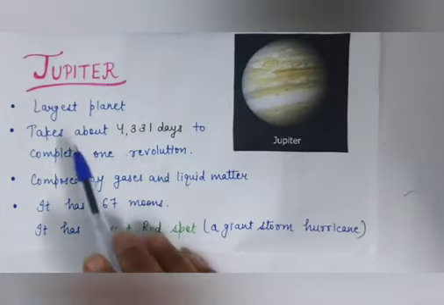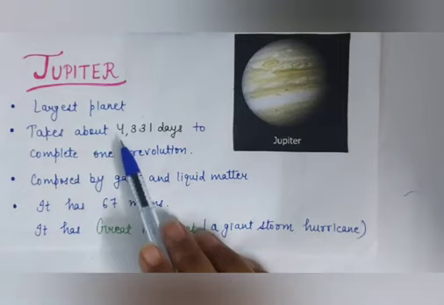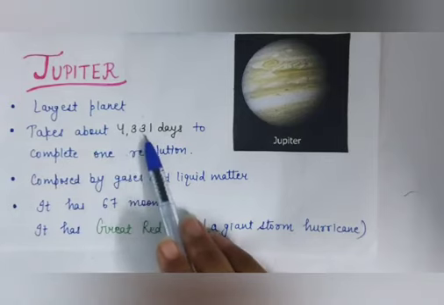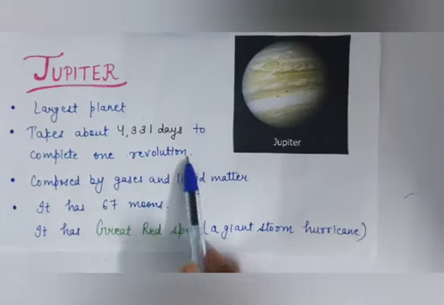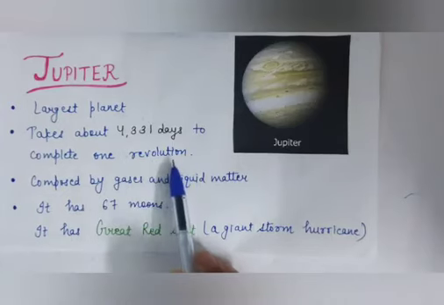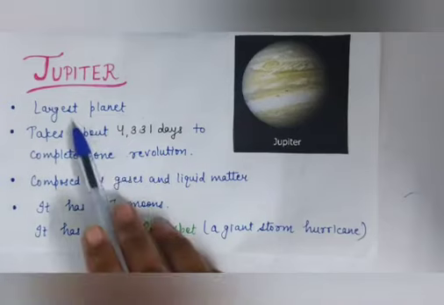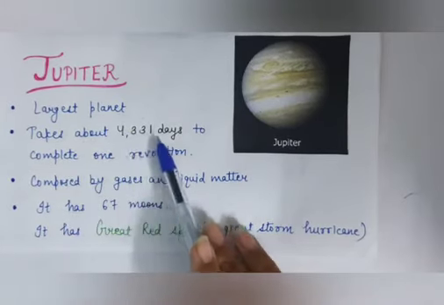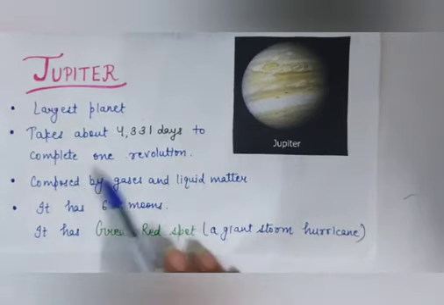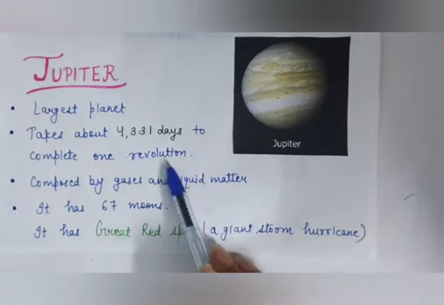It takes about 4,331 days to complete one revolution. Its rotation is fast, but it is very large in size. That's why it takes 4,331 days to complete one revolution around the sun.